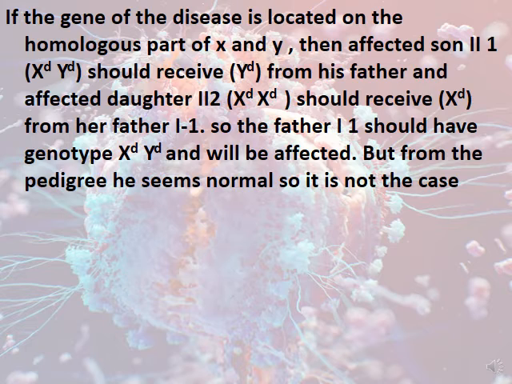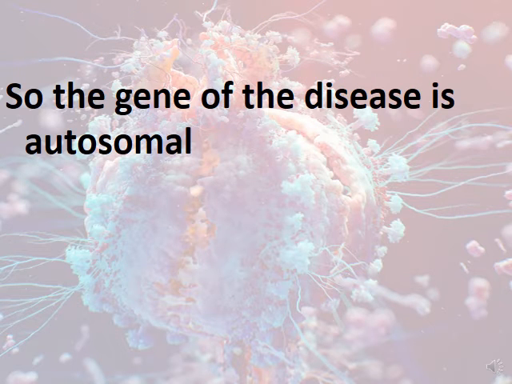If it's located on the homologous parts of X and Y, then affected son 2-1 should have XD-YD, so he should receive YD from his father, and affected daughter 2-2, XD-XD, should receive XD also from her father. The father should be XD-YD and should be affected, but he is normal, so it's not the case. Therefore, the gene of the disease is on the autosomes, it's autosomal.